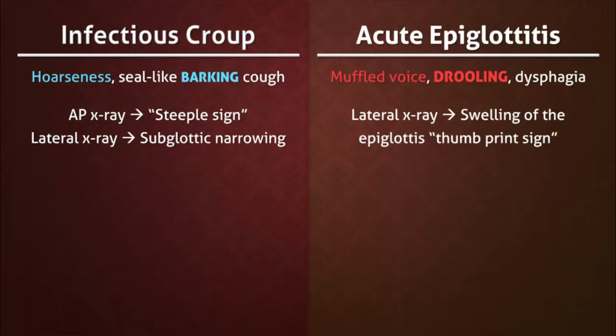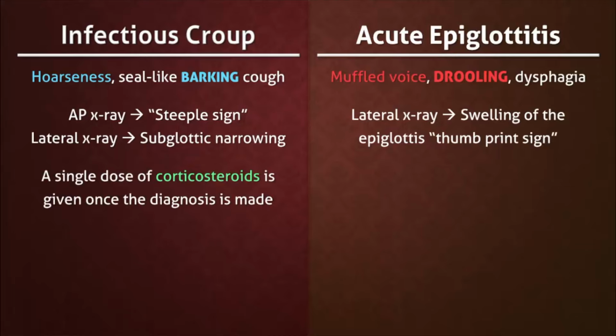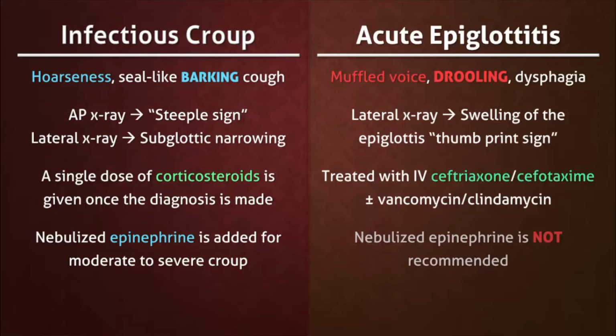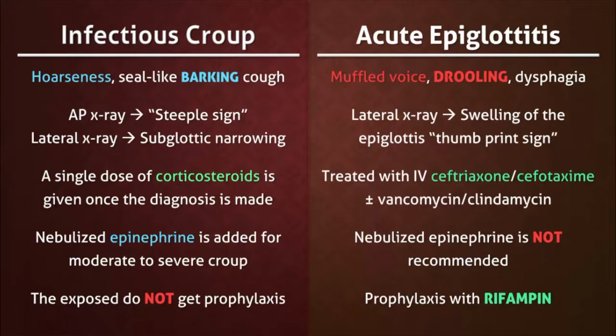A single dose of corticosteroids is given once infectious croup is diagnosed, while intravenous antibiotics are given for acute epiglottitis once blood samples are taken. Nebulized epinephrine is added to the treatment regimen for moderate to severe croup, while it is not recommended for acute epiglottitis of any severity. Individuals exposed to a patient with infectious croup are not administered prophylactic medication, while those with a significant exposure to a patient with acute epiglottitis will receive rifampin.